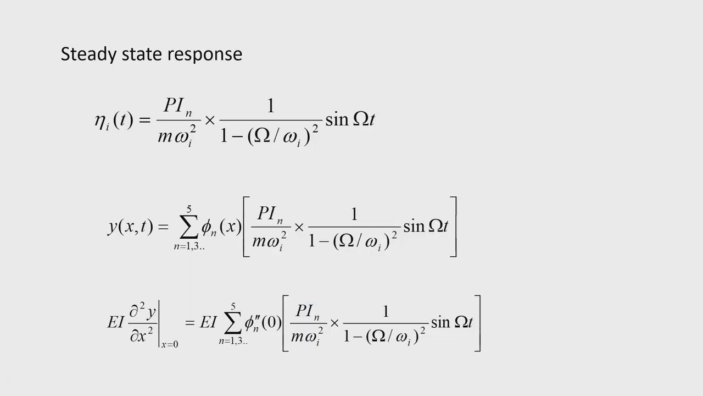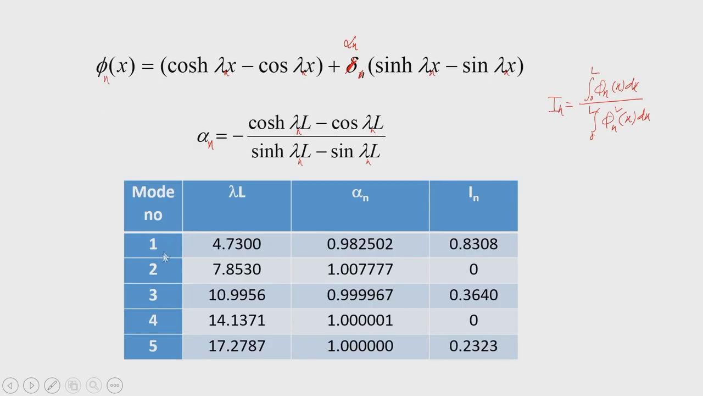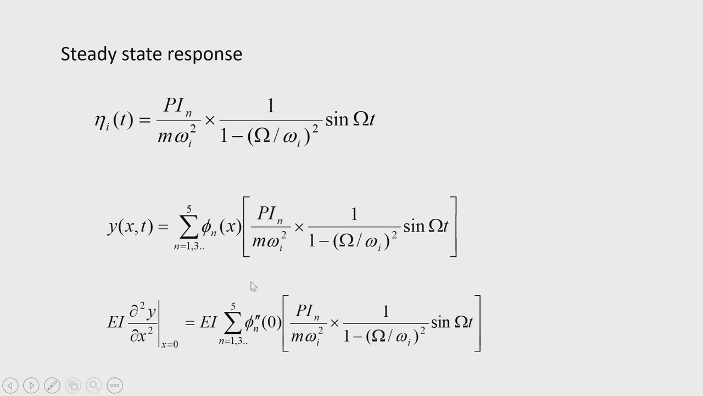So the steady state response is now P I N divided by M omega I square into 1 divided by 1 minus capital omega by omega I, that is the frequency ratio, square, sin omega t. So the total response, that is after taking the mode summation method, is y x t equal to, let us sum up to the fifth mode, because in the table we have shown up to the fifth mode. So I is equal to 1, and you can see that the contribution of I N, that is the mode contribution, in the even number of modes is 0. So therefore we are summing with only the odd number of terms. So we can write this at 1, 3, etc. up to the fifth mode that we are showing here, phi n x P I n divided by m omega I square into 1 divided by 1 minus omega by omega I whole square sine omega t.